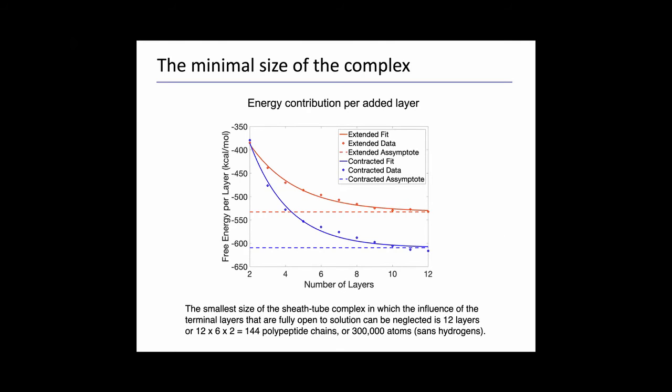Now, how big of a structure do we need to model? Unfortunately, the structure is pretty big. Asymptotically, we see that about 12 layers are needed to neglect the effects of the top and bottom surface, as you can see.